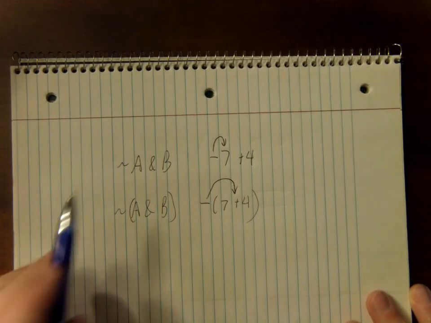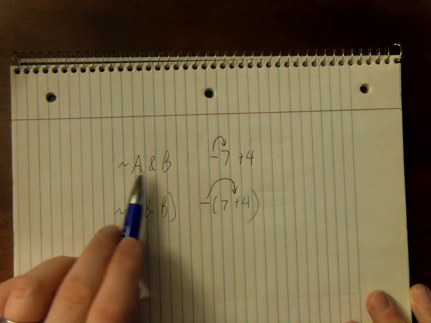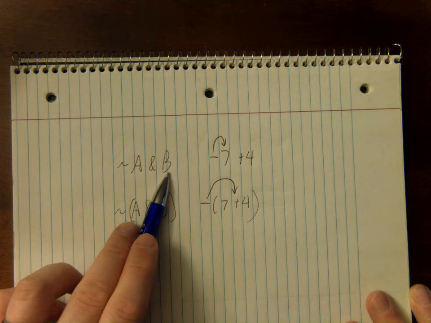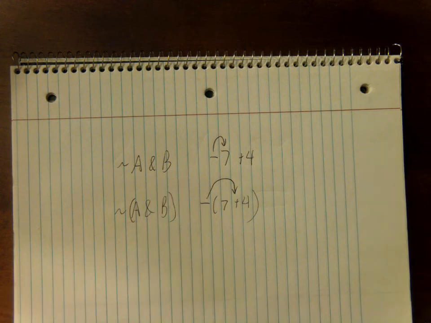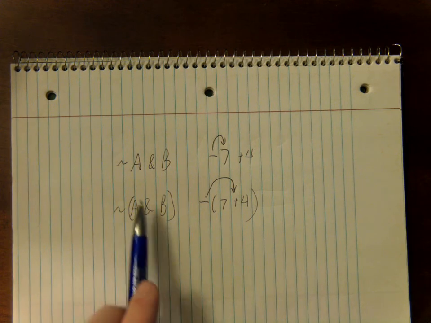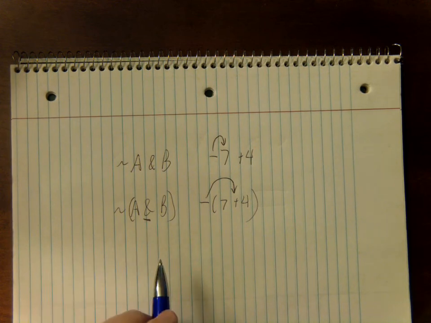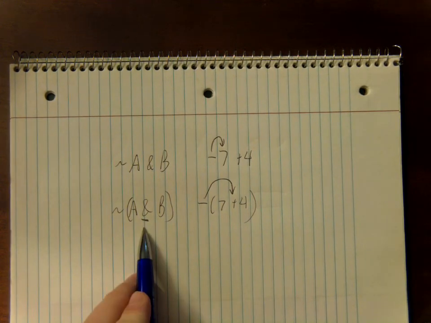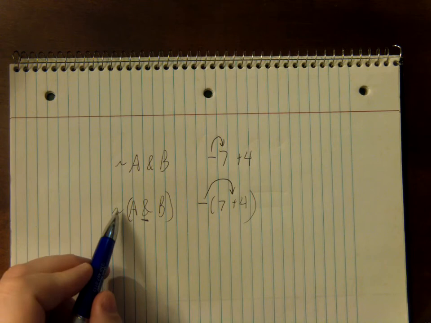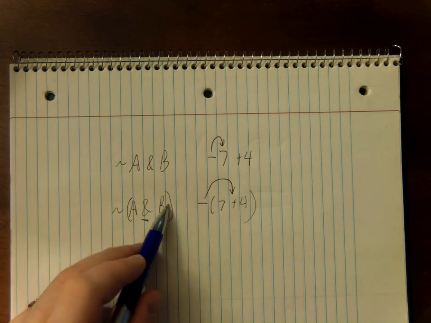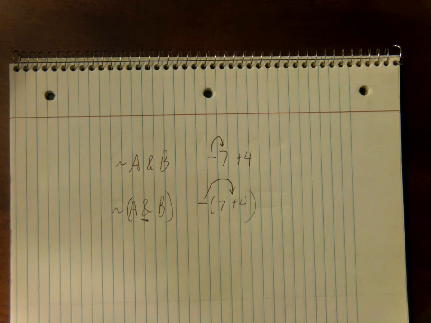1.4 is going to be very brief by comparison because it's just introducing the last two symbols. The first is the material conditional, which is symbolized as a horseshoe. You read that as if-then. So if A, then B. A is called the antecedent. B is called the consequent.